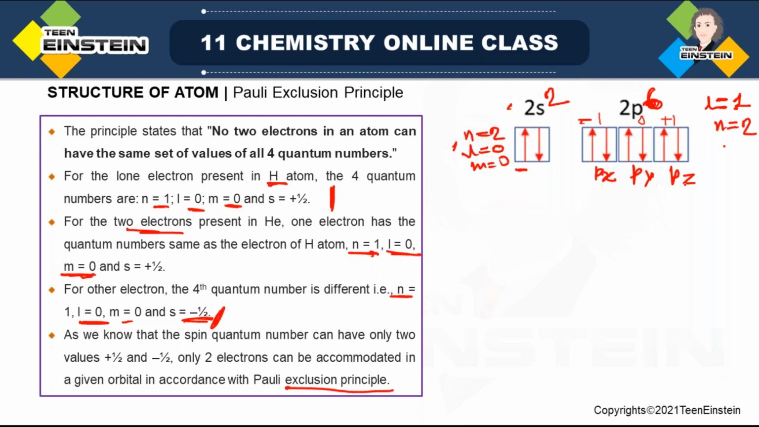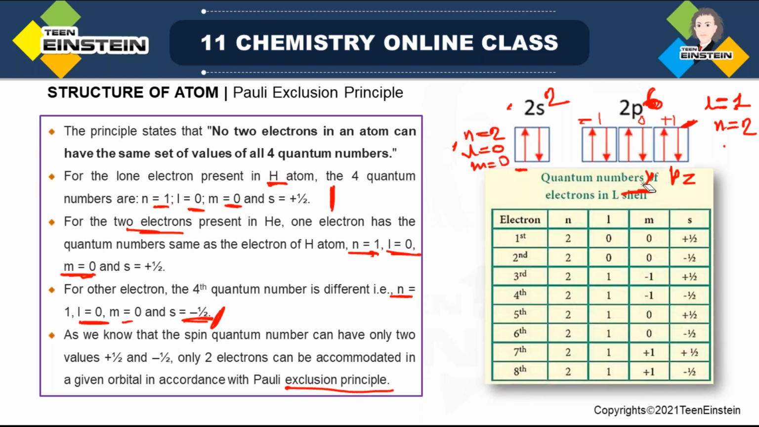For px, under minus 1 m value, you can have two spin quantum numbers, plus half and minus half. Similarly, for 0 m value, you can have two electrons. For plus 1 m value, you can have two electrons. So that is the reason why in 2p, a maximum of 6 electrons can be present, not more than that. And if we follow this, here this table is basically quantum numbers of electrons in the L shell. So here basically total 8 electrons.